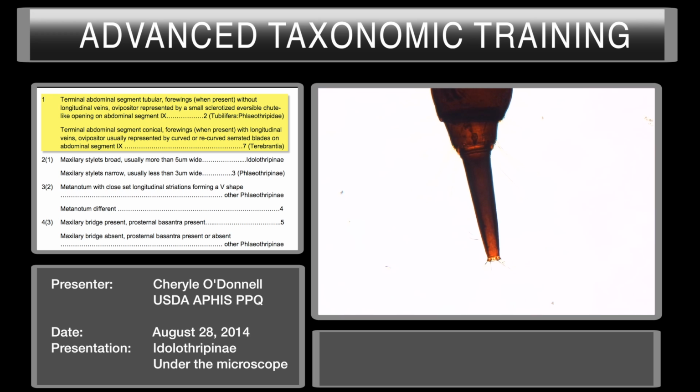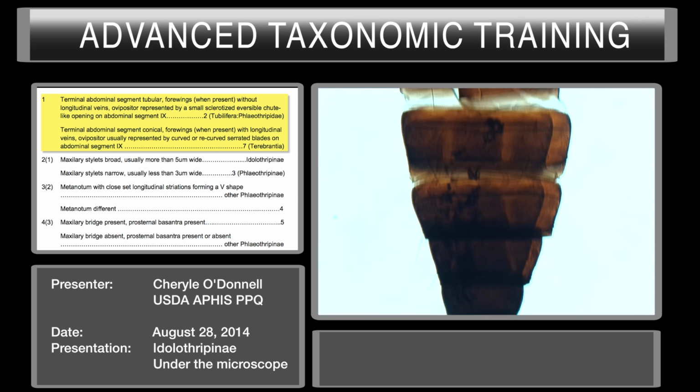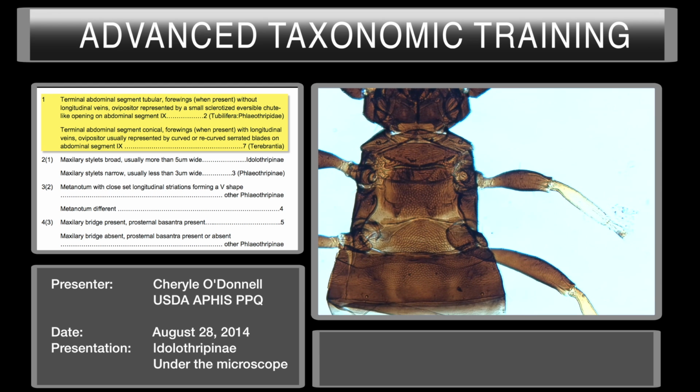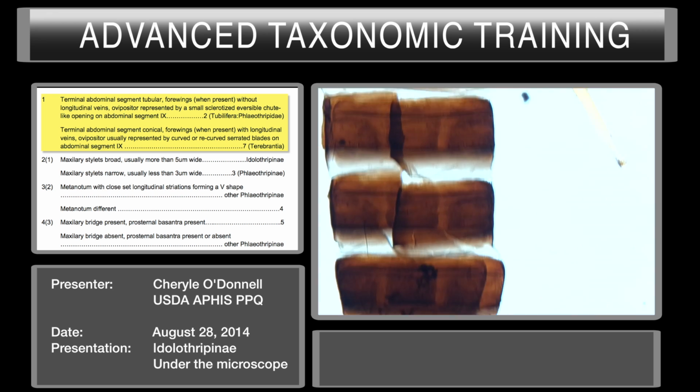The next part of this couplet is asking whether the wings have longitudinal veins. So let's take a look at the wings. And on our sample, we have no wings. So let's see if we can match up another part of this couplet to our specimen. The next part is ovipositor represented by a small sclerotized eversible chute-like opening on abdominal segment 9. So let's move down to that segment.